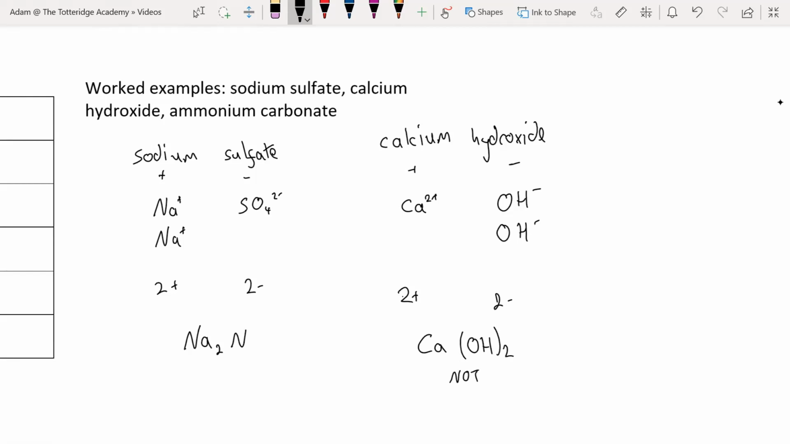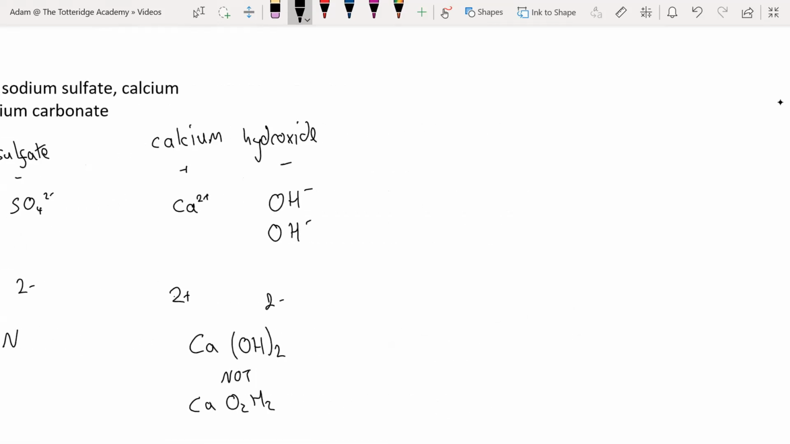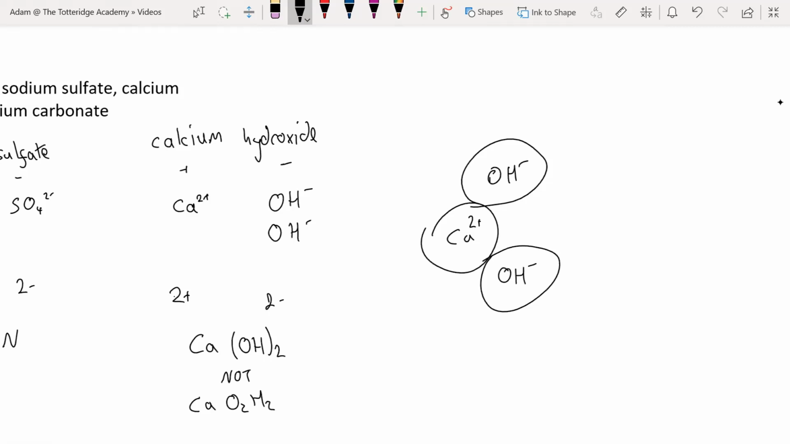Not, this is important, I don't write CaO2H2. I'm not going to go into crazy detail about why this is wrong, but basically the reason why it's wrong is because what Ca(OH)2 is, I've got a Ca 2+ like this, and 1 OH- like that, and another OH- like that. That's what this means.